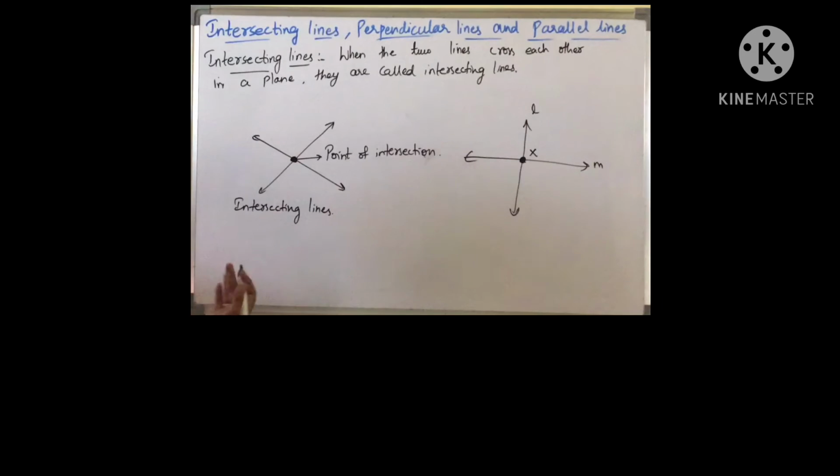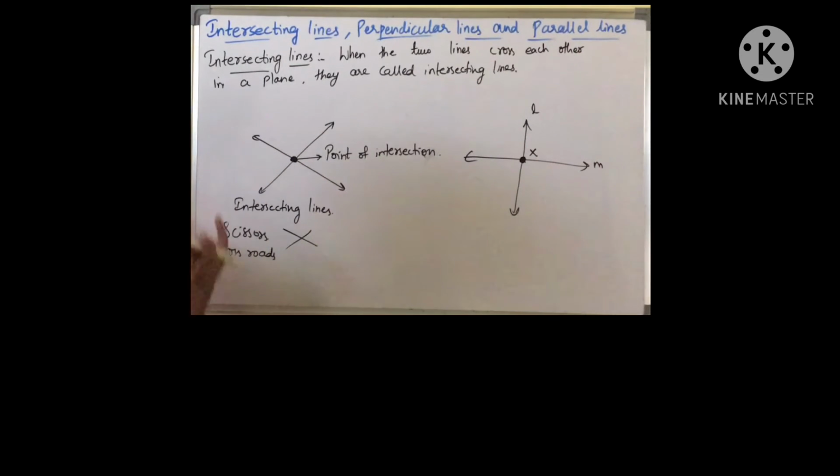So where we find this intersecting lines in our real life? See, scissors, you know what are scissors? The two arms of the scissor forms an intersecting lines, right? And crossroads. So two roads meet at a common point makes a crossroads.